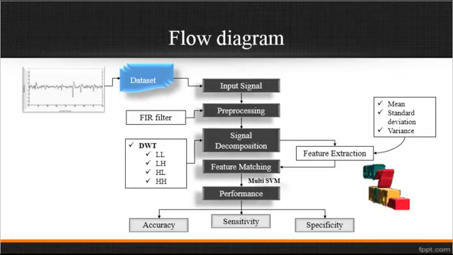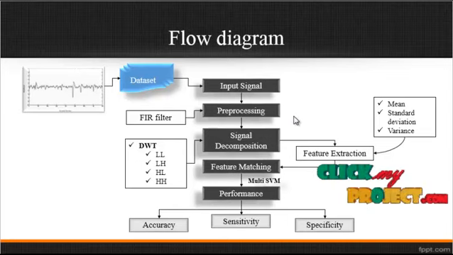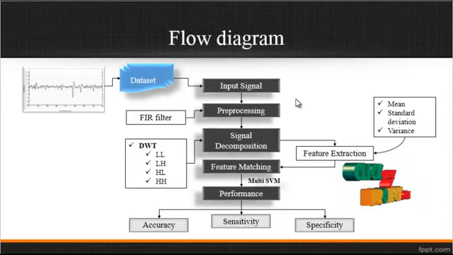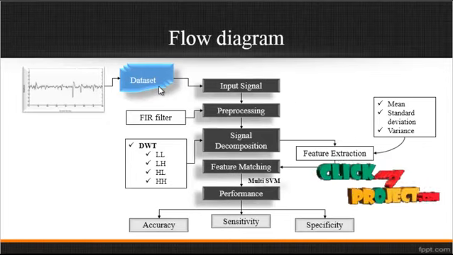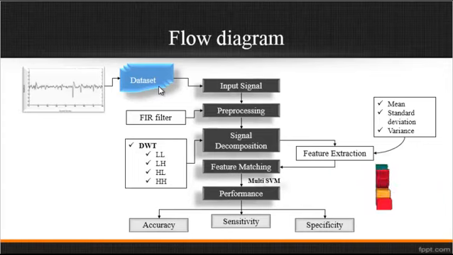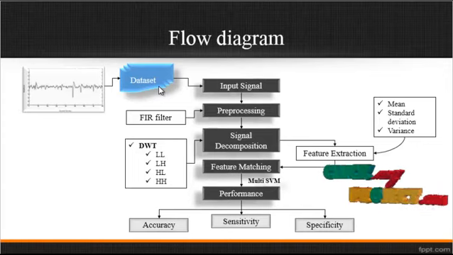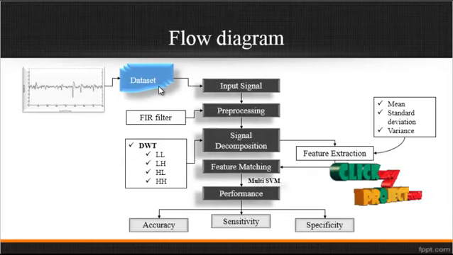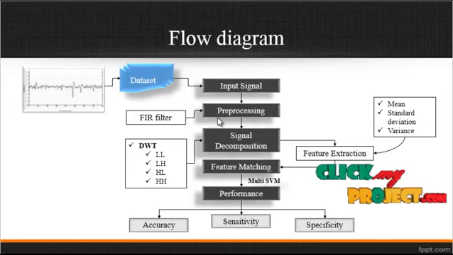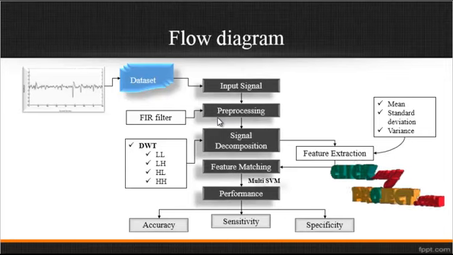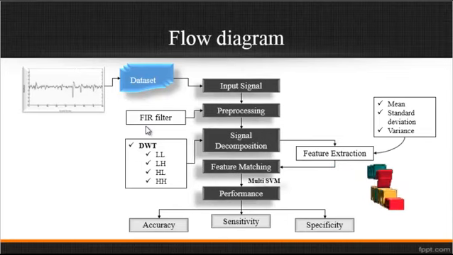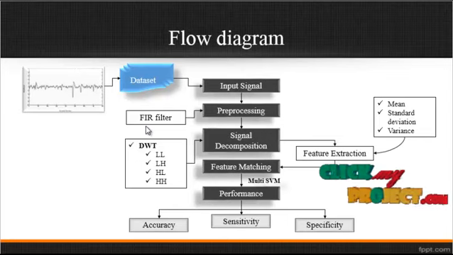Now we are going to discuss the flow diagram of the process. This is the overall working flow of this process. The first stage is the input signal. At first the input is taken from the dataset. The dataset consists of a lot of EEG signals, having both normal signals as well as drowsiness signals. After getting one signal from the dataset, the pre-processing will be carried out. In this pre-processing step, we have to filter the signal to reduce the noise present in that particular signal. Here we are using an FIR filter to reduce the noise in the signal.